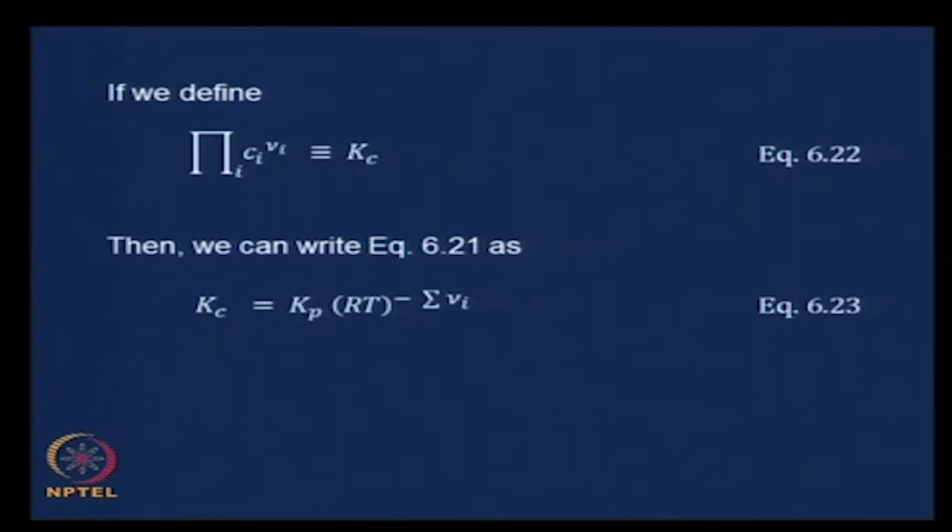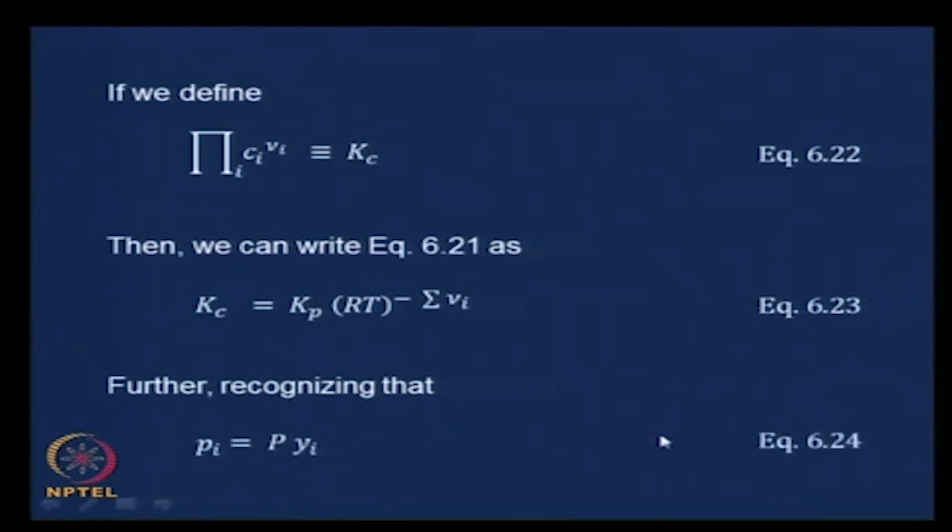Not just this, there is probably one more. Let us recognize that Pi is nothing but P into Yi, equation 624, and let me leave you with this for another 10 minutes to derive Ky, the equilibrium constant based on the mole fractions Yi. Can you go ahead and do it on the same lines as we did for this? I will present the results after 10 minutes. Go ahead please.